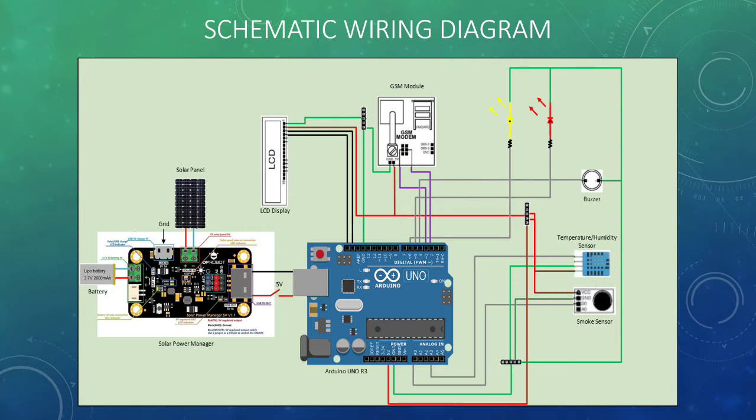This is our schematic wiring diagram that consists of Arduino Uno R3 acting as the microcontroller, the power supply unit that consists of a solar power manager connected with the solar panel, the battery, and also can be connected to the grid using the charger. And we also have the display control unit that consists of the LCD display, the GSM module, the buzzer, the switch, and also the LED. And we also have the sensor unit that consists of the temperature, humidity sensor, and the smoke sensor.